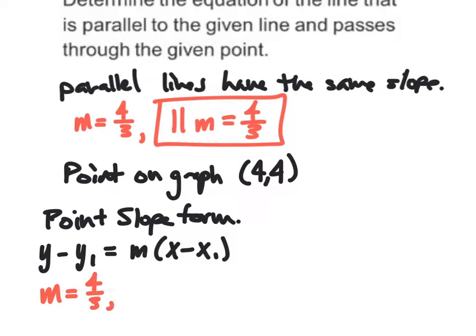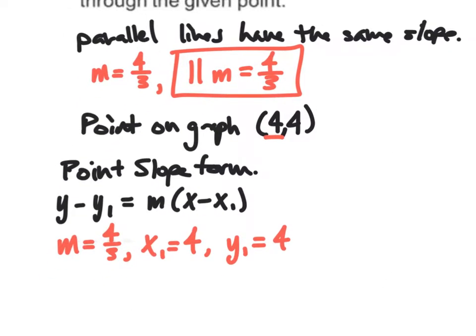I also know that my x sub 1 value is 4, and that my y sub 1 value is also 4. So I'm going to take all these values and just plug them in. Y sub 1 is the y value of my point on the graph, which is 4. So I get y minus 4 is equal to 4/3, my slope m, multiplied by x minus x sub 1, and that x sub 1 value is 4, so it's x minus 4.